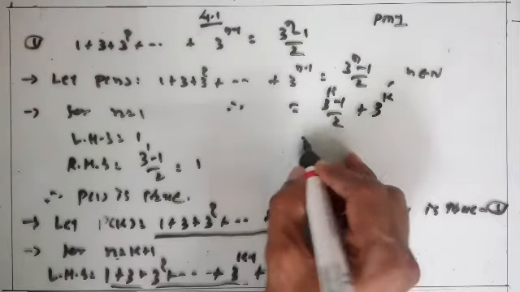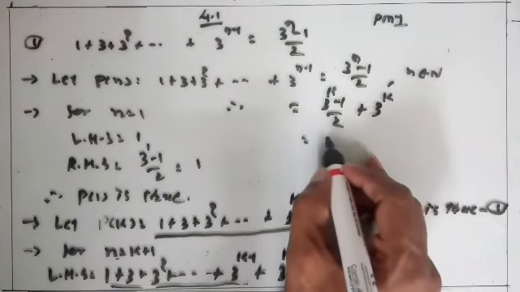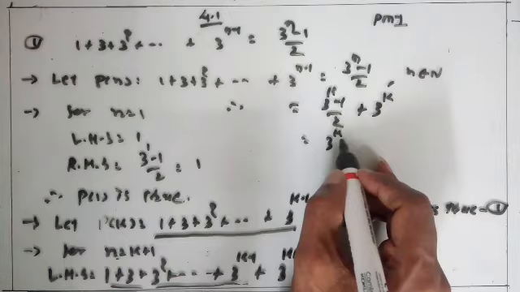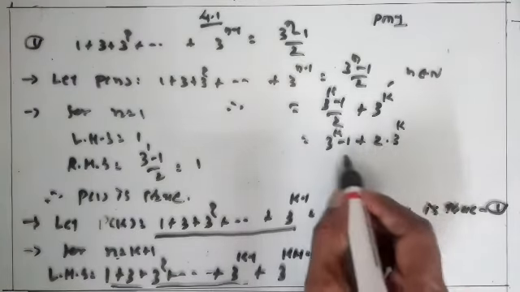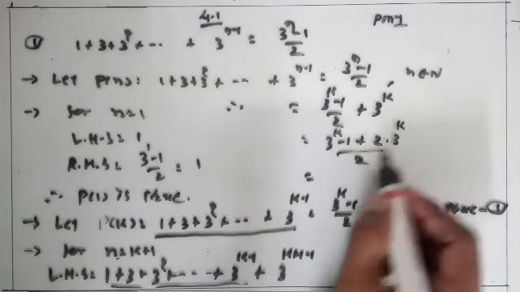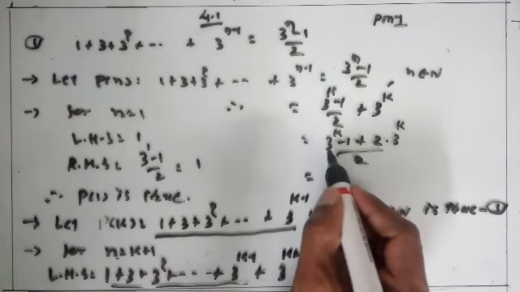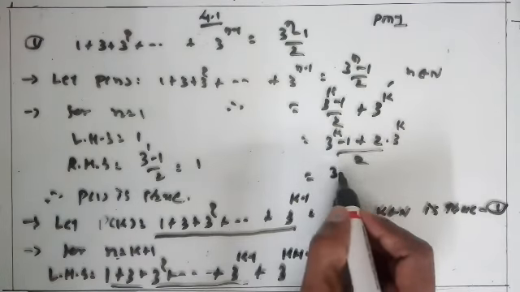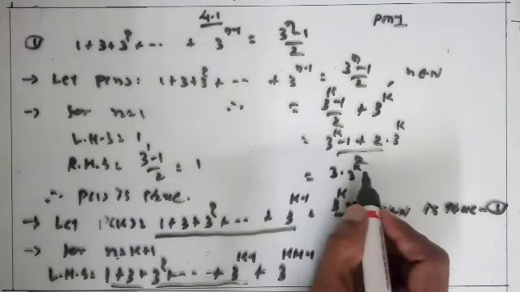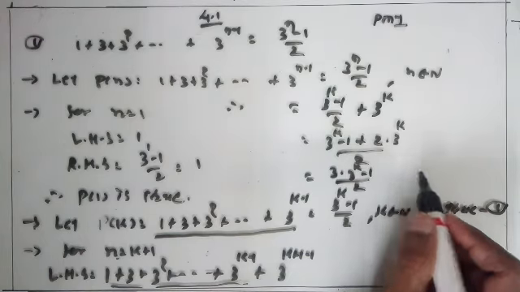Clear? So now simplify this. Take LCM 2, so 3 raised to k minus 1 plus 2 into 3 raised to k upon 2. Clear? Now here this is 2 times 3 raised to k, and this is 1 times 3 raised to k, so it becomes 3 times 3 raised to k, minus 1 upon 2. Okay.